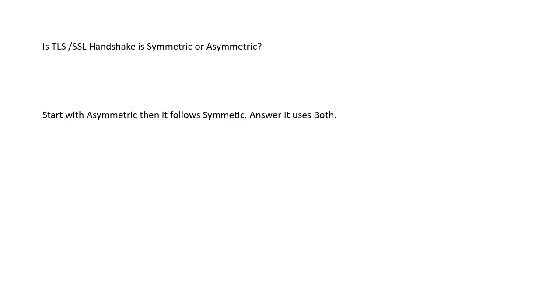Now I come to the important interview questions. Is TLS or SSL handshake symmetric or asymmetric? If you notice the flow I explained a while ago, it first uses asymmetric encryption. As soon as the pre-master secret is decrypted at both ends, it forms the master key and creates the session key to continue the encryption, completing the TLS handshake. So it first uses asymmetric, followed by symmetric. So if someone asks you whether SSL handshake is symmetric or asymmetric, you should say it uses both.